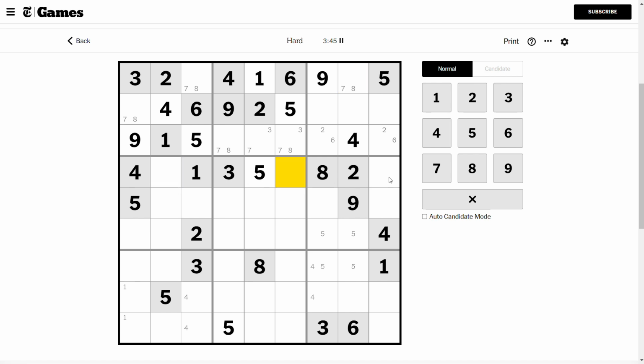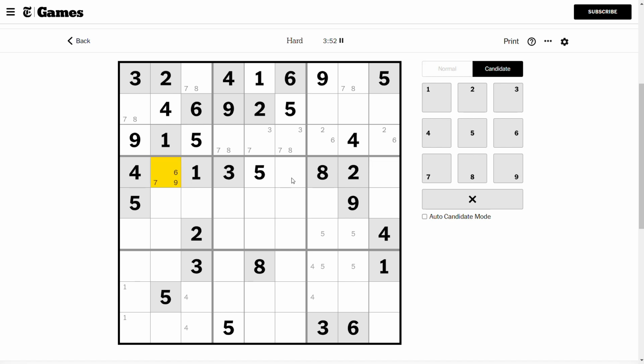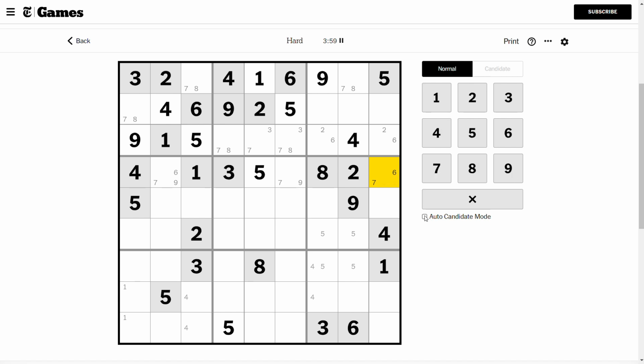In row 4, the missing digits are 6, 7, and 9. 6, 7, 9. This cell sees 6, so it's 7 or 9. This cell sees 9, so it's 6 or 7. Okay, in column 3, 4, 7, 8, and 9 are the missing digits.